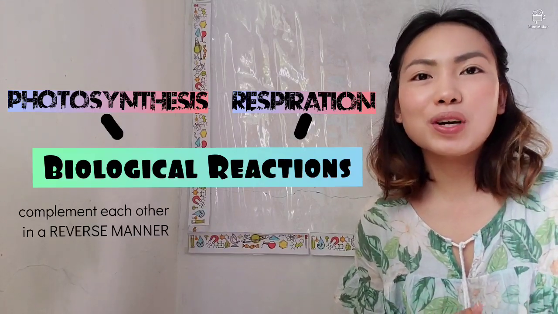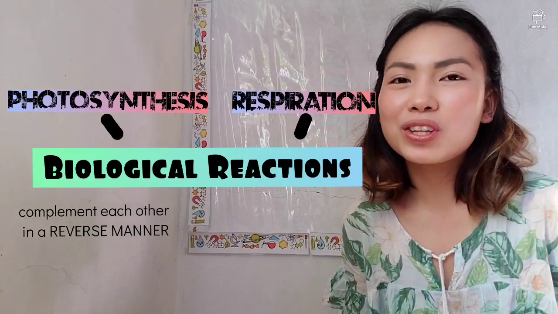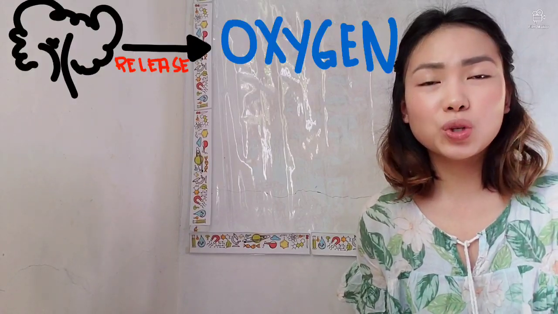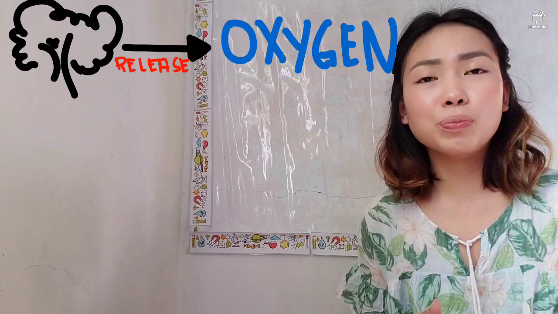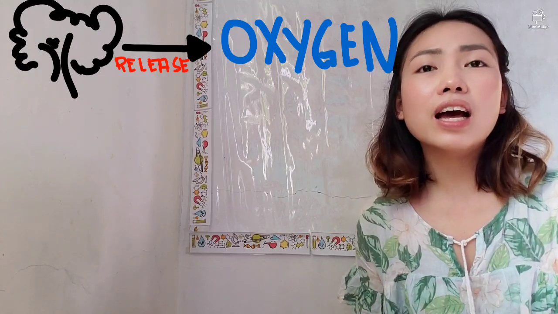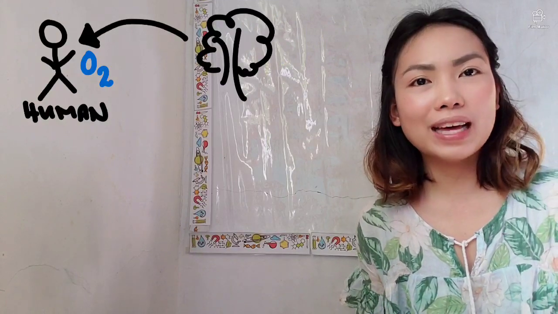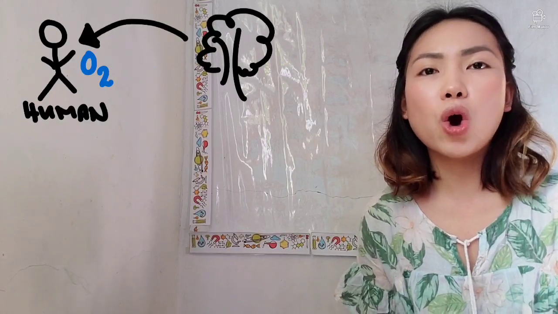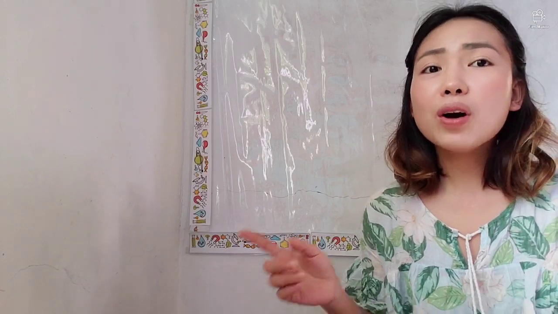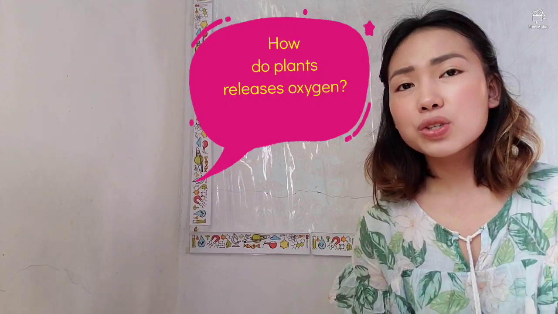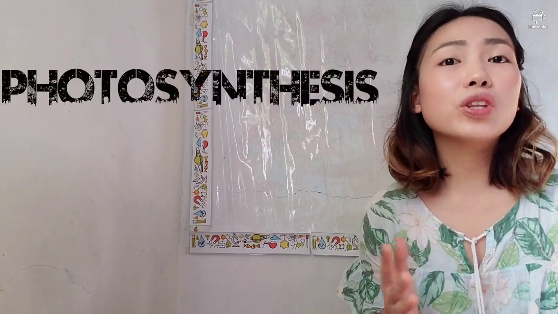So, let us discuss the process happening in photosynthesis and respiration. We all know that plants do release oxygen. Alam naman natin from the discussion pa of respiratory system na ang humans ay kumukuha ng oxygen coming from the plants. So, alam natin na ang nagre-release ng oxygen ay ang plants. How do these plants release oxygen? Yung plants natin were able to release oxygen through the process called photosynthesis.